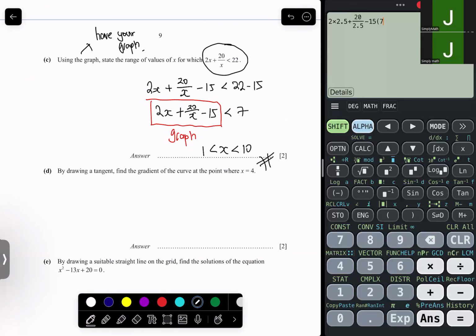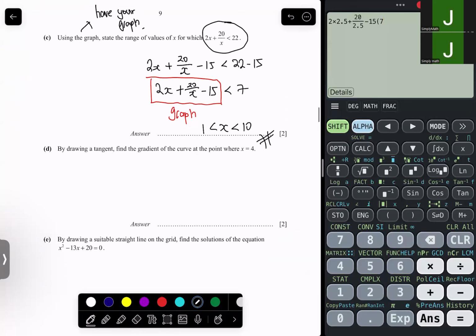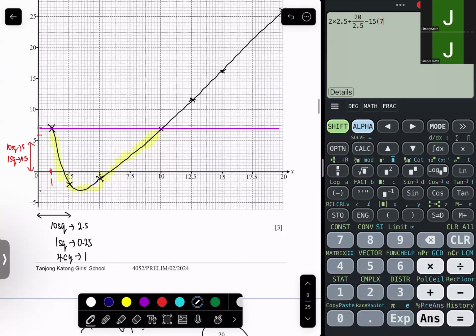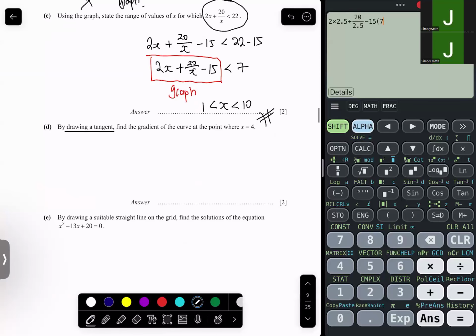Next, by drawing a tangent, find the gradient of the curve at the point where x equals 4. Now, drawing a tangent is always a tricky situation. I will say that it's a hit or miss most of the time. But A-math students sometimes are able to play cheat, especially for a graph like this.